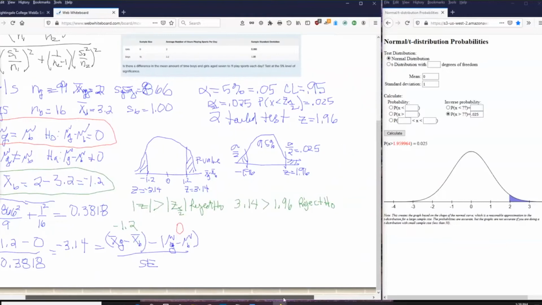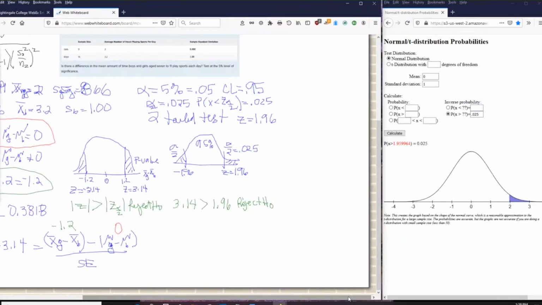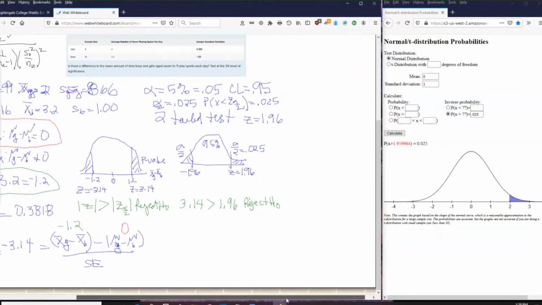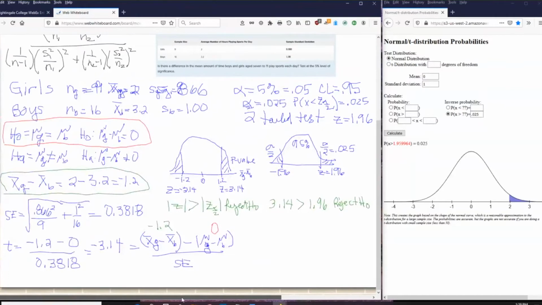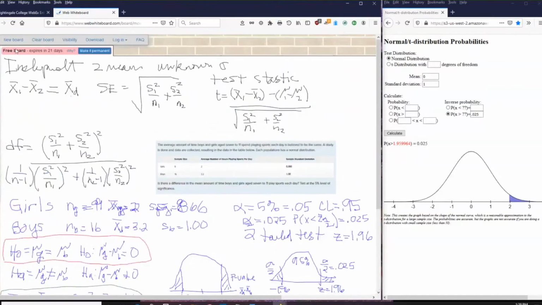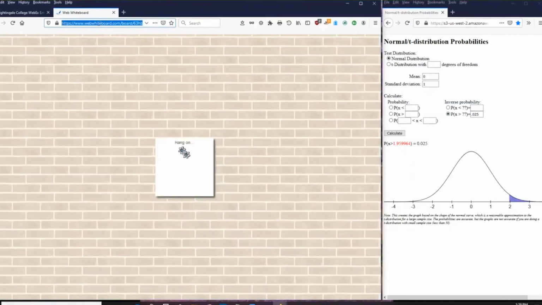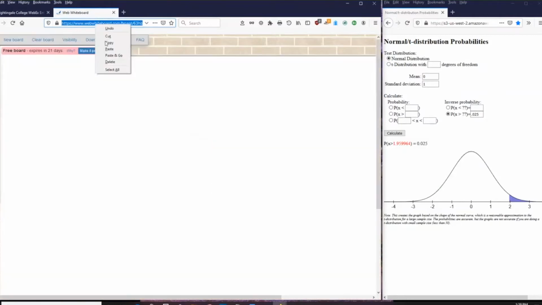So I'm going to move this board to the side. Okay, excellent. I'm just going to go ahead and get a new board because I'm running out of room. Okay, so let's write what we have just so that we're staying consistent with all our information.